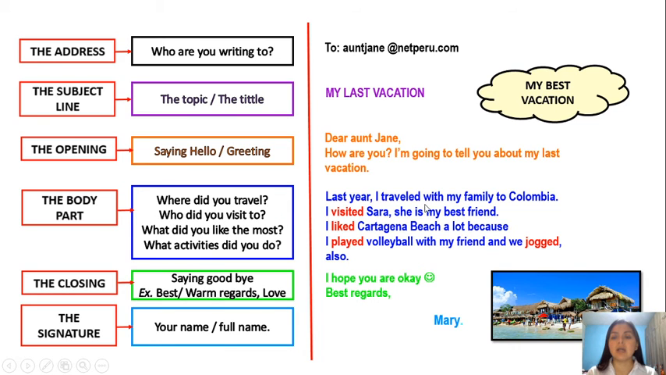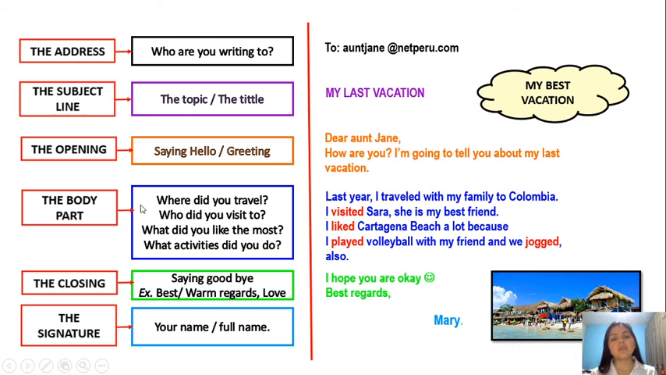Last year, I traveled with my family to Colombia. It's my example, remember. Who did you visit too? I visited Sarah. She's my best friend. What did you like the most? I liked Cartagena Beach a lot. What activities did you do? I played volleyball with my friend and jogged also.